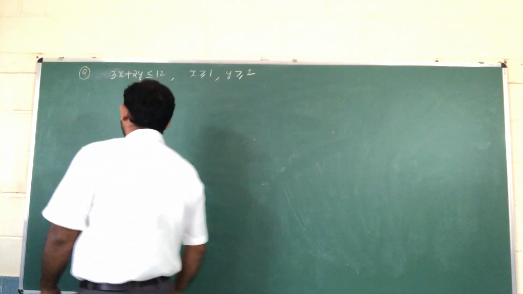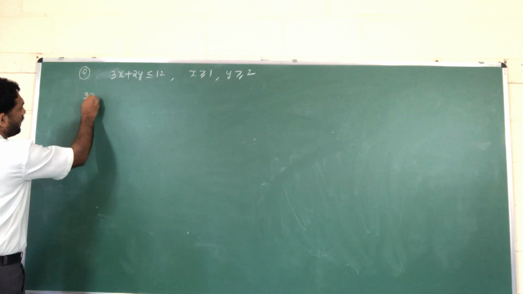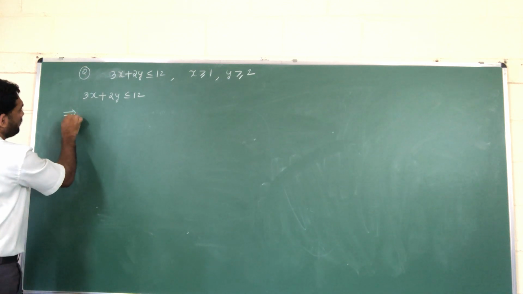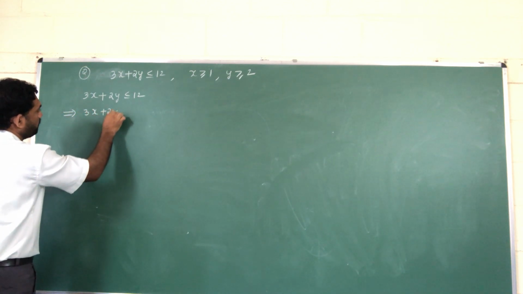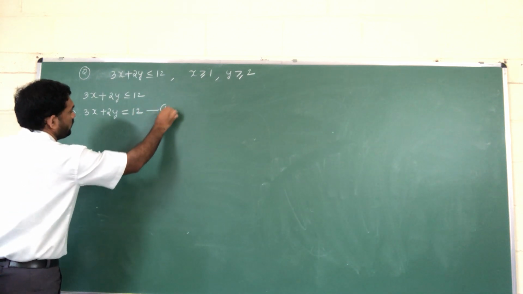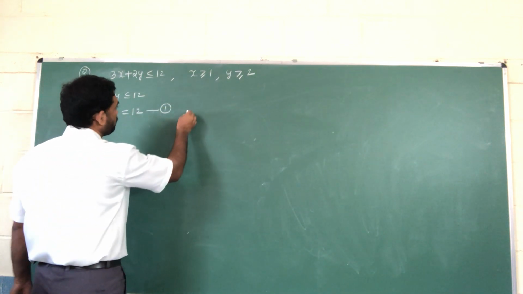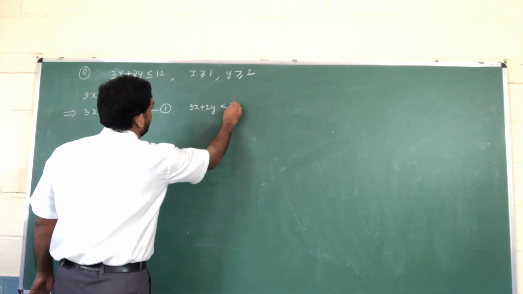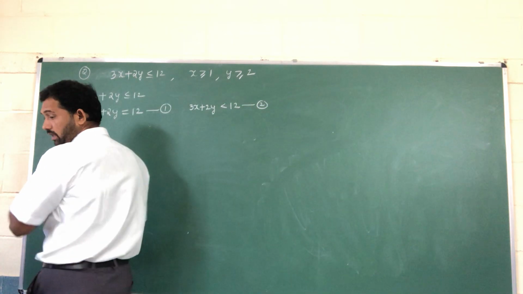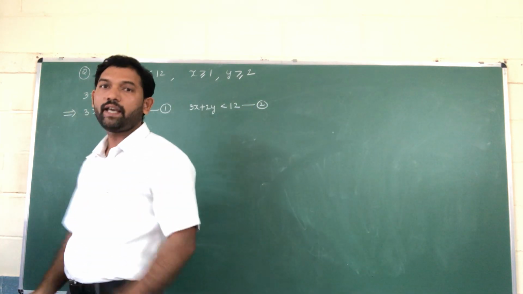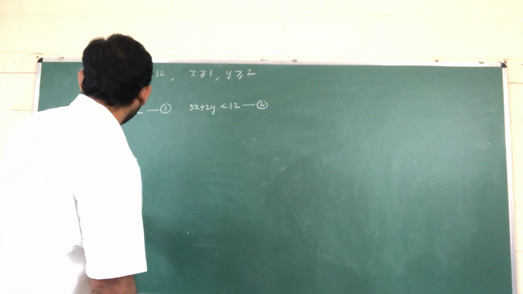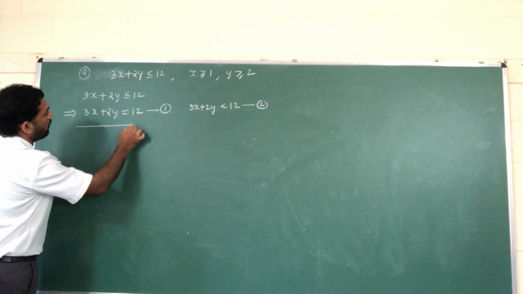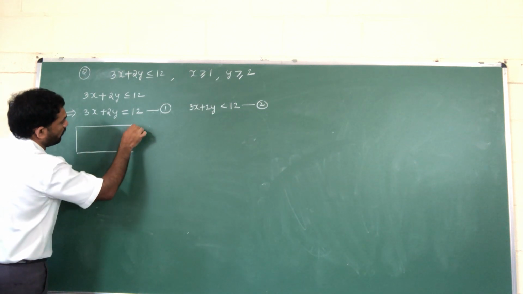Listen how. First one I consider. So 3x plus 2y less than or equal to 12 implies 3x plus 2y is equal to 12. This is equation number 1. Next, 3x plus 2y less than 12. This is equation number 2. So like this you have to separate. You take a box for equation number 1.